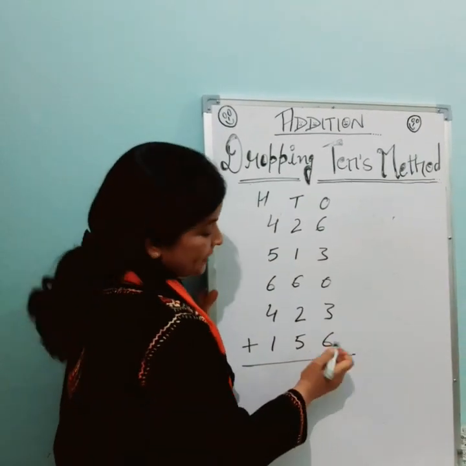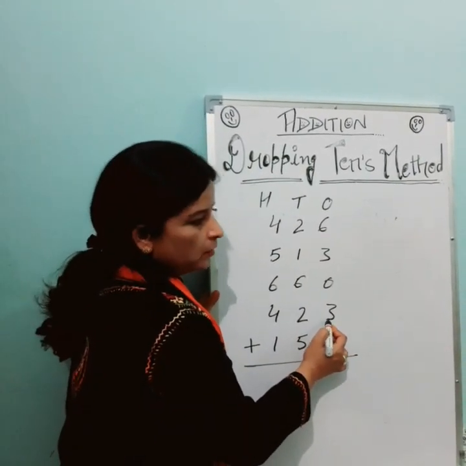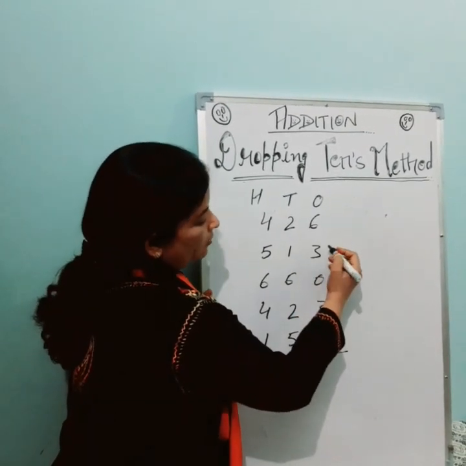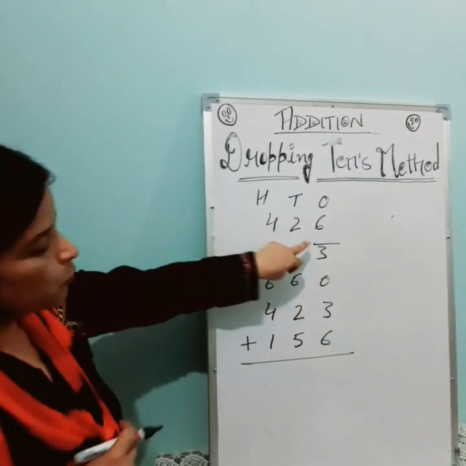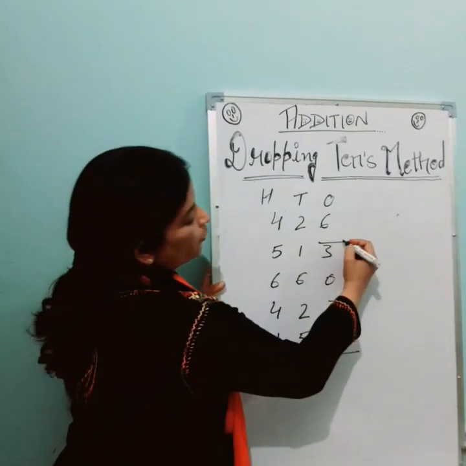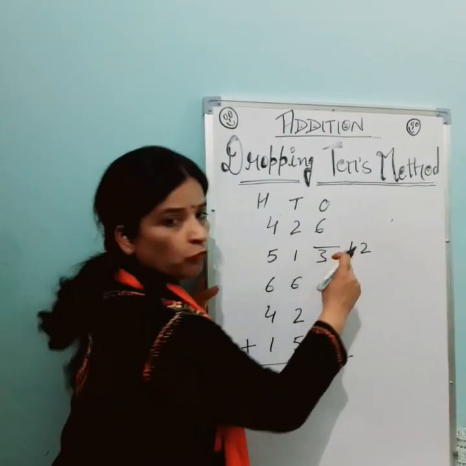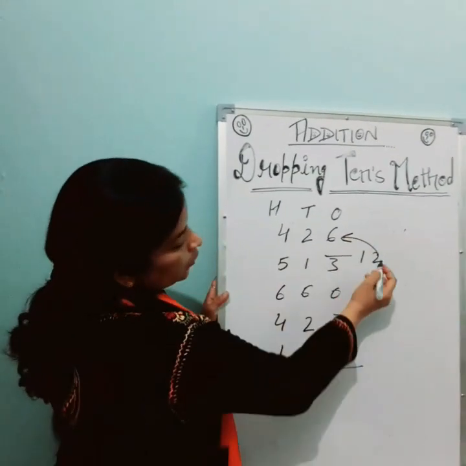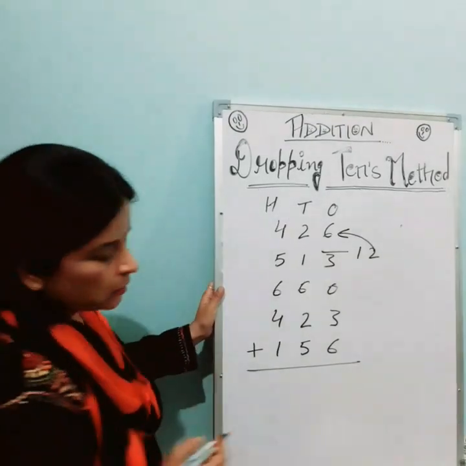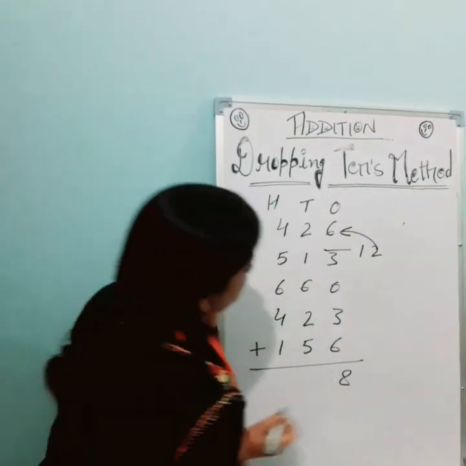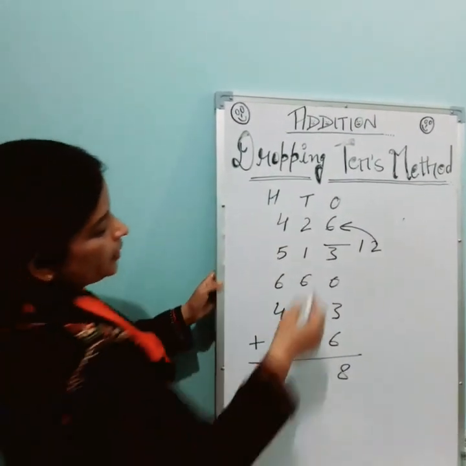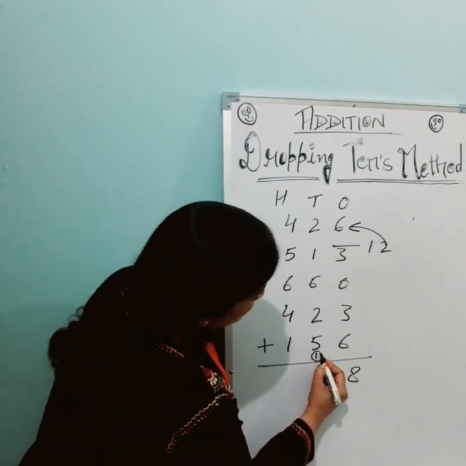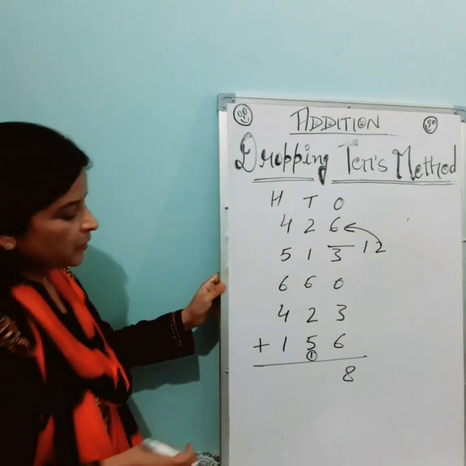From the bottom, 6 plus 3, 9. 9 plus 0, 9. 9 plus 3, 12. The sum is more than 10, so we will drop 10 here. What is the remaining one? 2. 2 carry to the next number. 2 plus 6, 8. We will write here 8. And then count the tens. How many tens are there? Only 1. So 1 carry to the tens place.